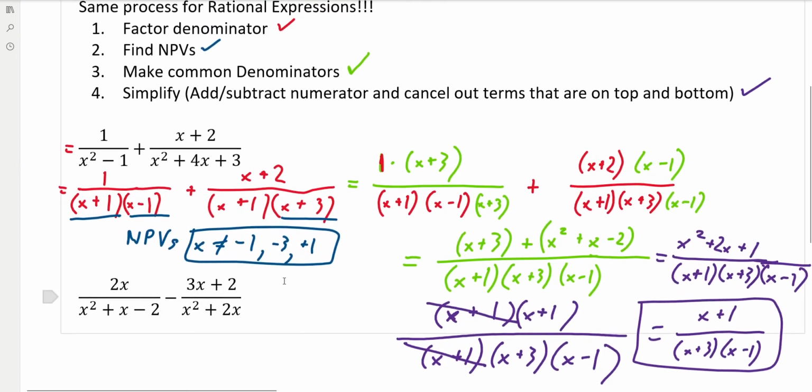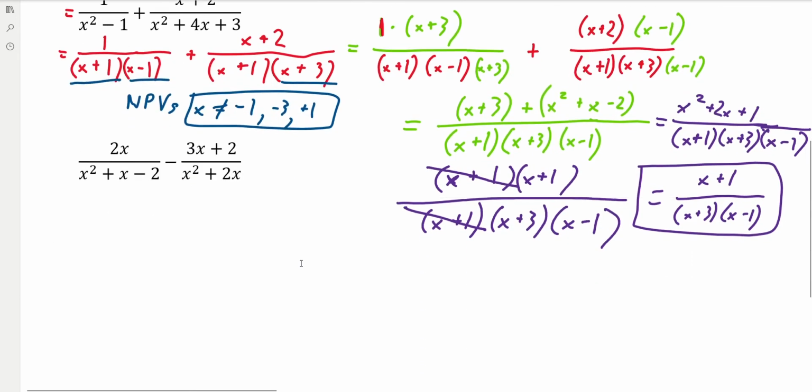Now I'm going to do it. So first step, factor the denominator. So we're going to go through and factor the denominator. 2x. For this first one, it's PSA, product sum answer.